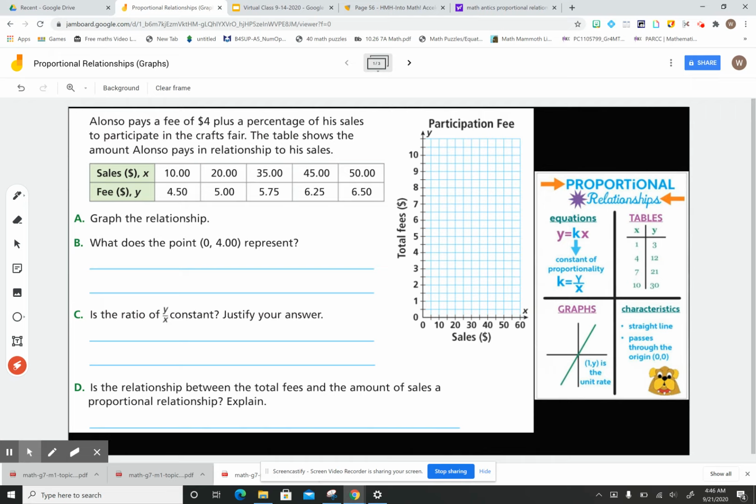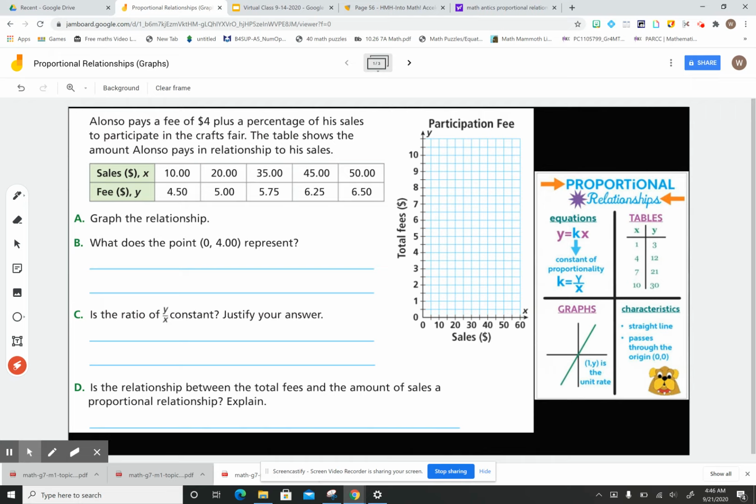So what's going to happen now is we're going to take this problem using a table, and we're going to graph the table onto the coordinate plane or quadrant 1. So we're going to take the table, graph it, answer the questions, and then we're going to elaborate and look at the graph and see what we can come up with.